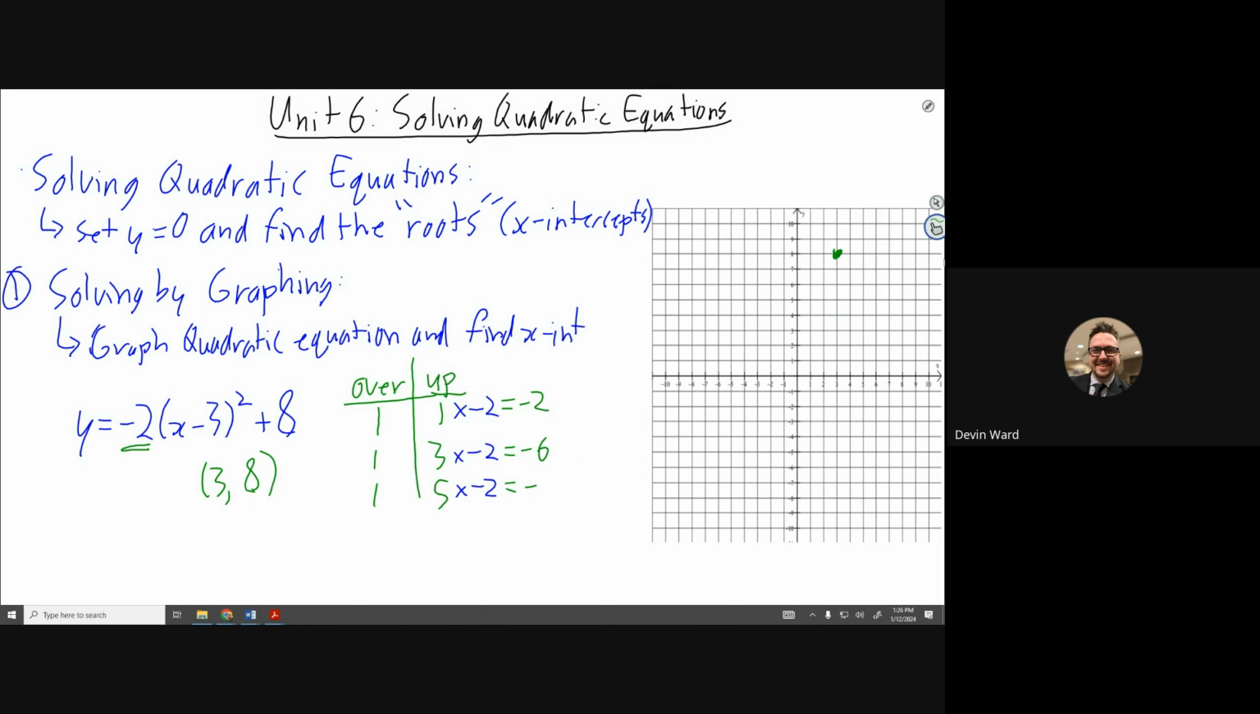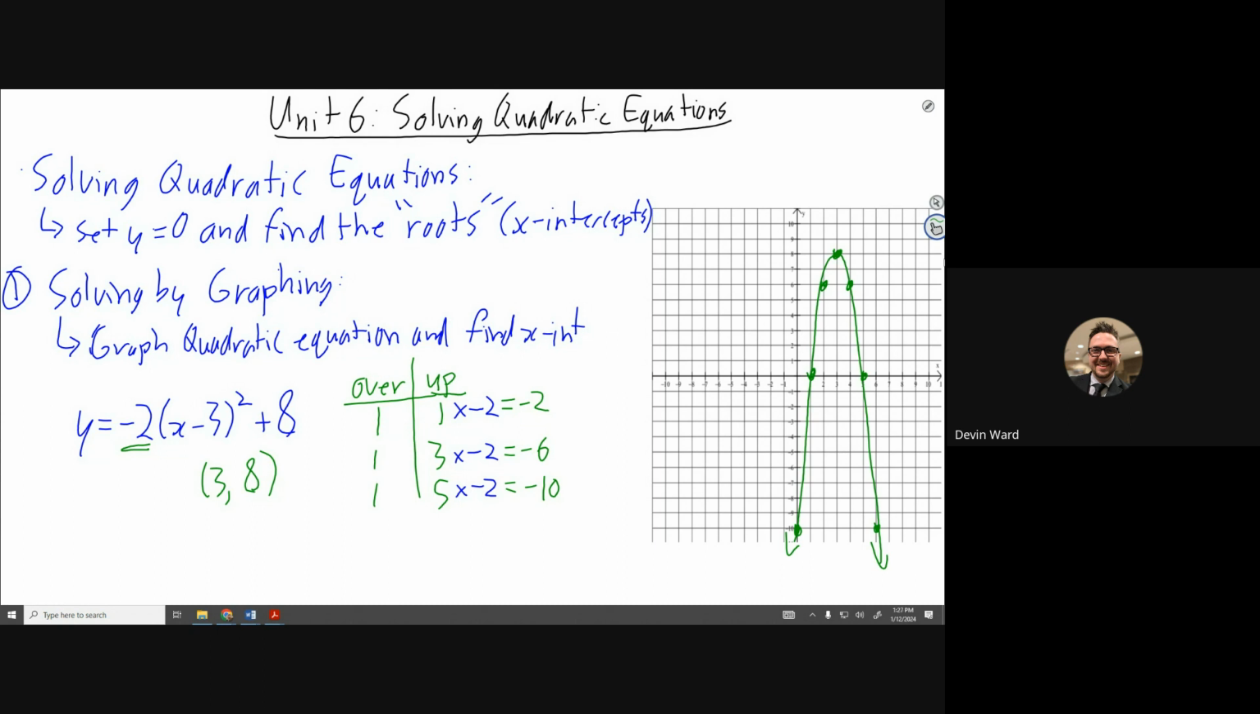Okay. So instead of going over 1, up 1, over 1, up 3, over 1, up 5, I'm going to go over 1, up -2, which is actually over 1, down 2, over 1, down 6, over 1, down 10. So I start at my vertex, and I go over 1, down 2, over 1, down 6, over 1, down 10. And same for the other side. Over 1, down 2, right here. Over 1, down 6, over 1, down 10. There's some arrows to show that it continues going on forever in both directions. Because remember, the domain is always x is an element of all real numbers.